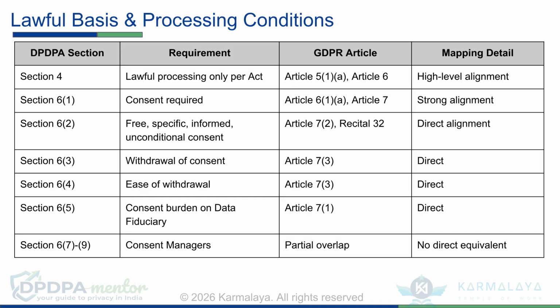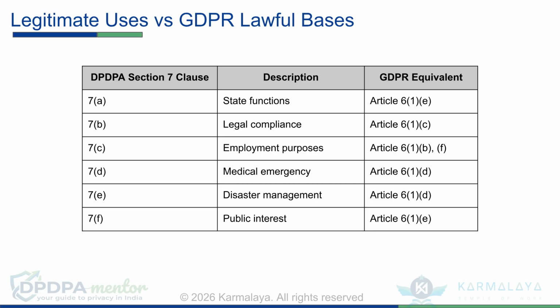Section 6.1 of the DPDPA requires consent, mapping to GDPR Articles 6 and 7, while subsequent subsections detail the requirements for that consent. Both require valid consent standards, but DPDPA's consent architecture is paired with the consent manager construct. Section 7 of the DPDPA outlines legitimate uses. These clauses, such as state functions and legal compliance, align closely with various provisions in GDPR Article 6. DPDPA consolidates multiple GDPR lawful bases into legitimate uses, reducing granularity but increasing interpretive dependency.